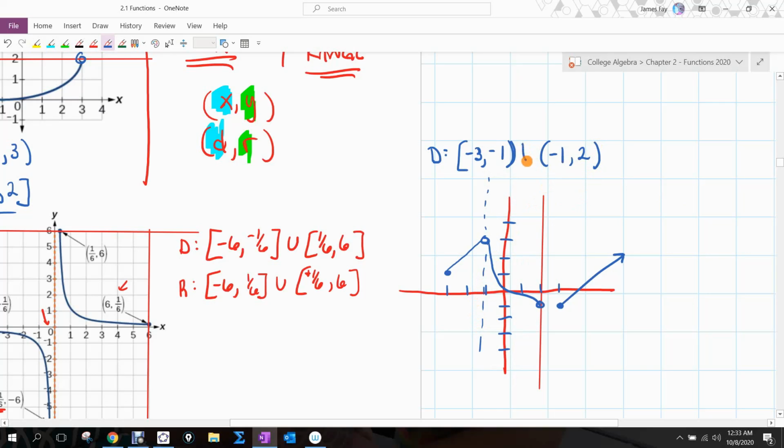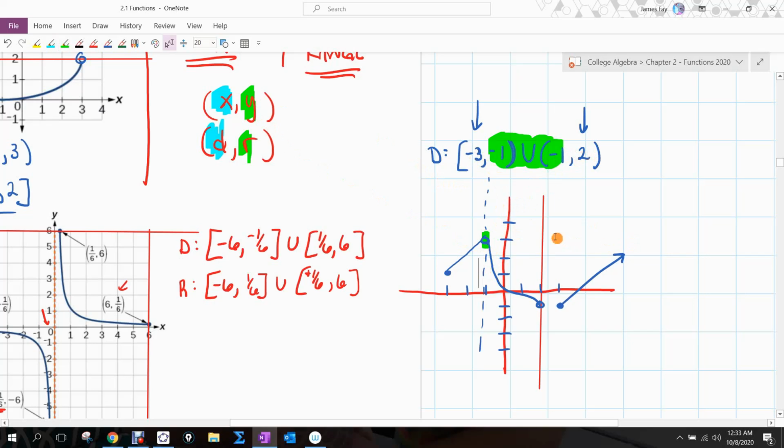Now if I look at this, I'm going to union those. So far, we've gone from negative 3 all the way up to 2. And we talked about last week, when I have a number union the same number, the parentheses around that number are our convention for kicking that x value out of that set of values, that interval.